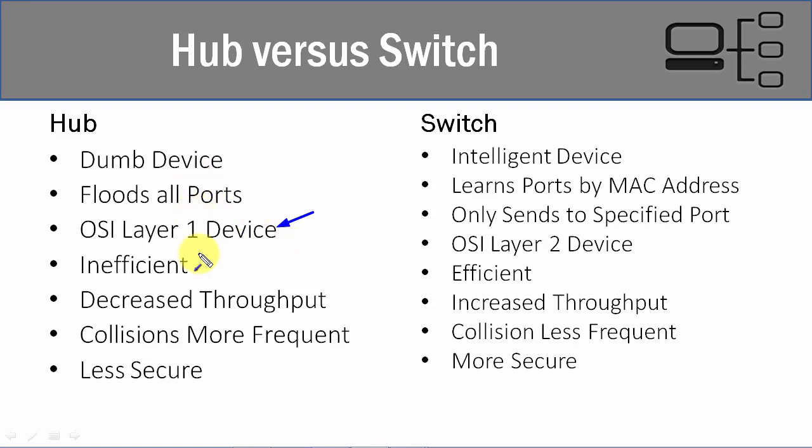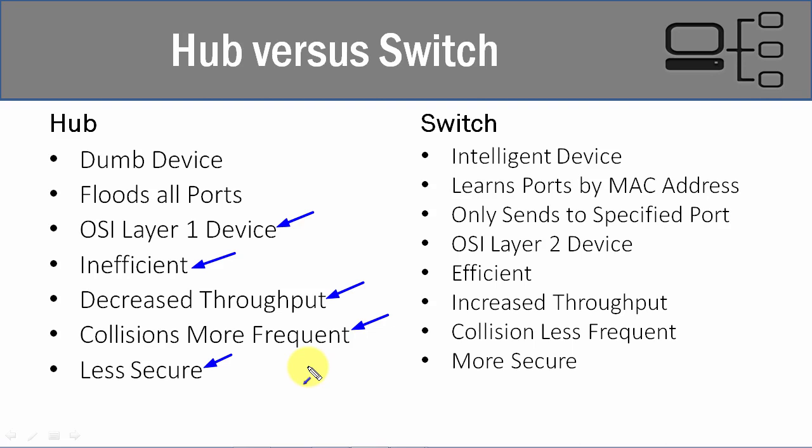Now, because it does all this, it's very inefficient. And we get a lot of collisions on our network, and because we get a lot of collisions on our network, we have decreased speeds, and also we have security issues because data is going out to every single port, so it's easier for somebody to be eavesdropping, and for somebody such as a hacker that got onto our network, it's easier for them to get that data from us than if we're using a switch.